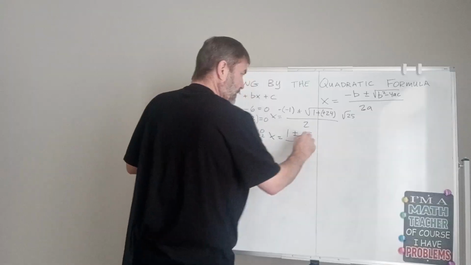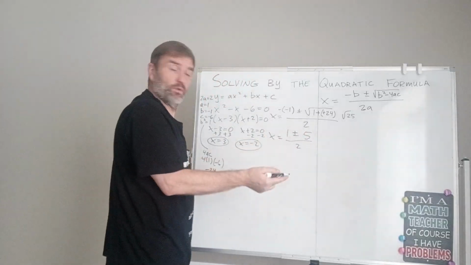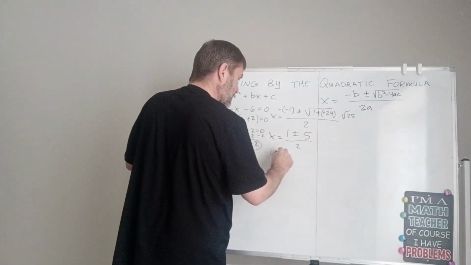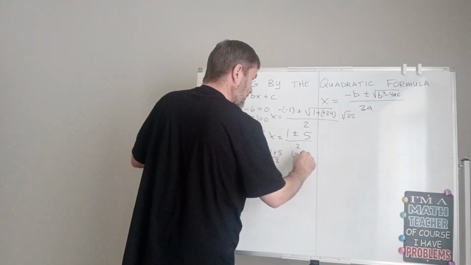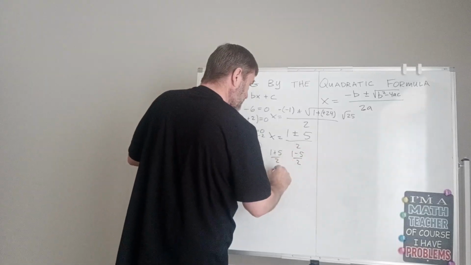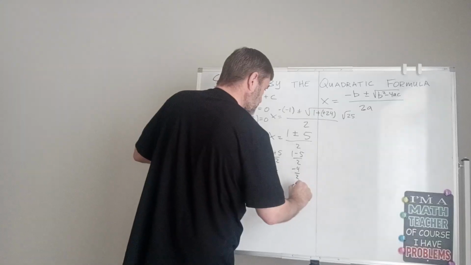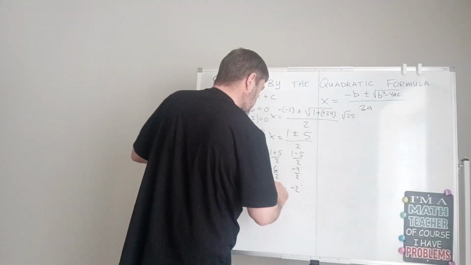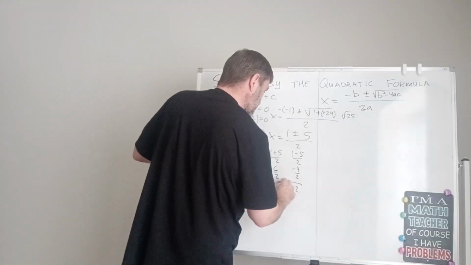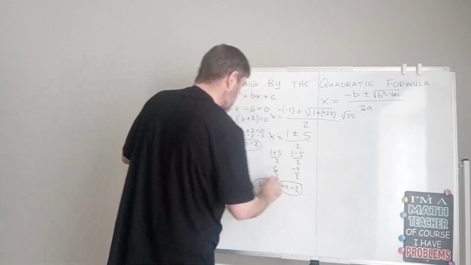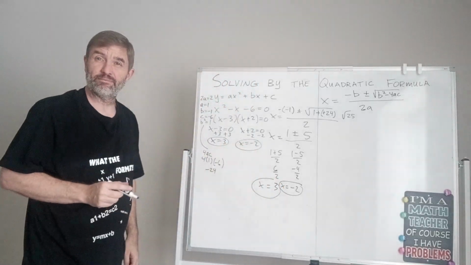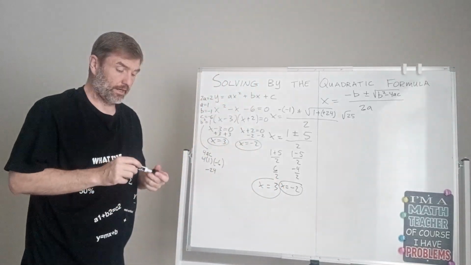So now, when you have the plus or minus, don't try to do them both together. Write them out. I got 1 plus 5 over 2 and 1 minus 5 over 2. That's going to give me 6 over 2, which is what? 3. Negative 4 over 2, which is negative 2. So I've got x equals 3, x equals negative 2, which if you'll notice is the exact same thing I got there. That's how the quadratic formula works.